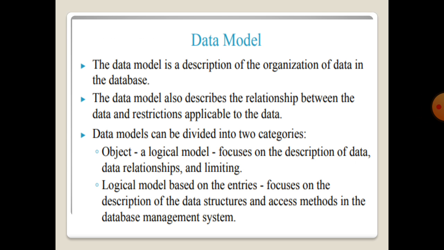Data models can be divided into two categories. Number one is object, a logical model, which focuses on the description of data, data relationships, and limiting. And number two, logical model based on the entries, focuses on the description of the data structures and access methods of the database management system.